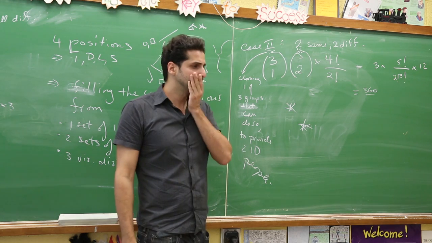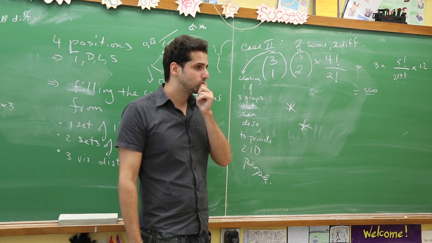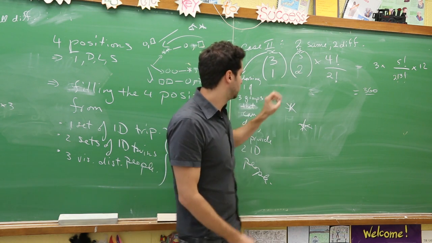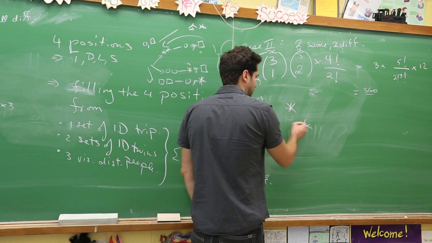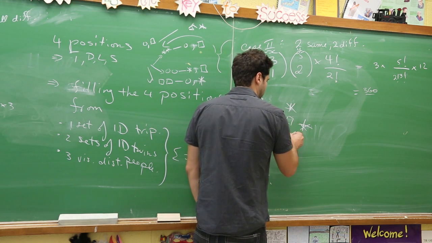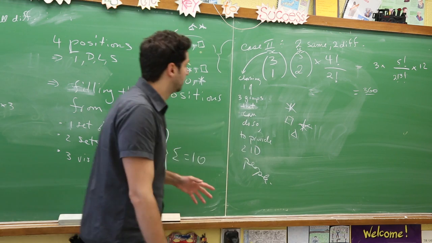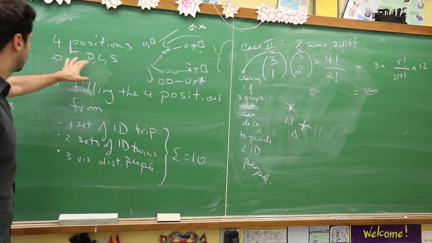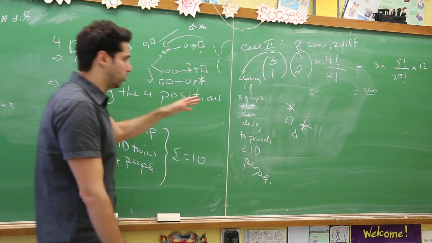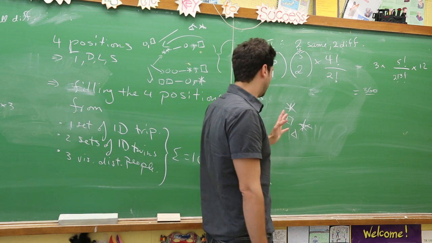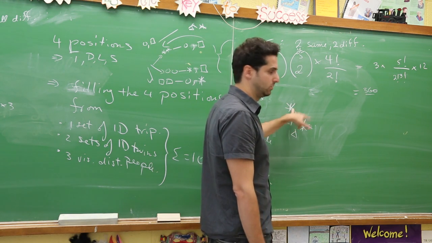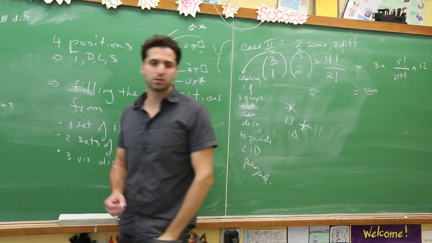Sure. How'd you get 4 factorial and 3 factorial? This just represented who was in play. Let's say a couple stars, a square, and a triangle. But it didn't create order. I need to create order because I have 4 positions. So I have 4 objects, I multiply by 4 factorial, but 2 of the objects are the same. Divide by 2 factorial. Okay. Got it? Yes.